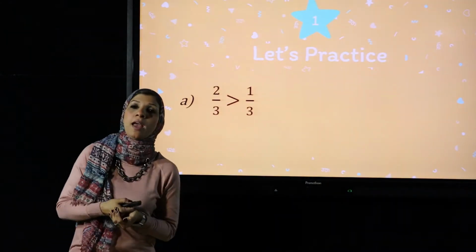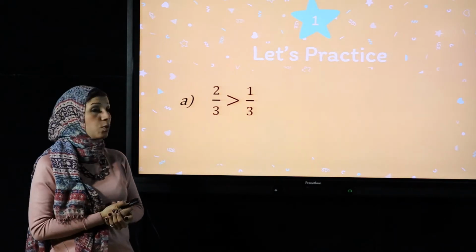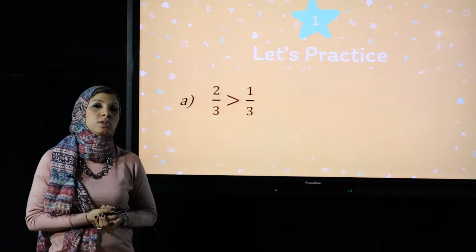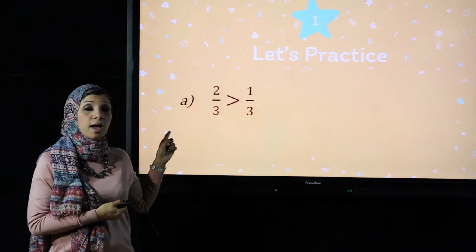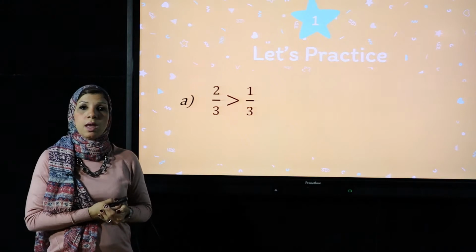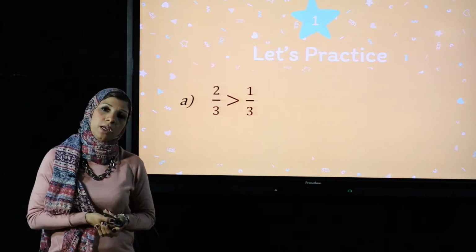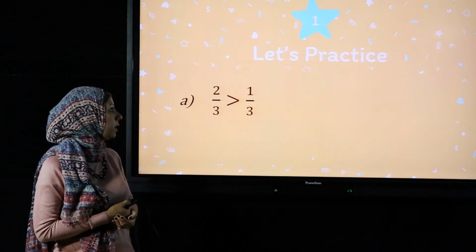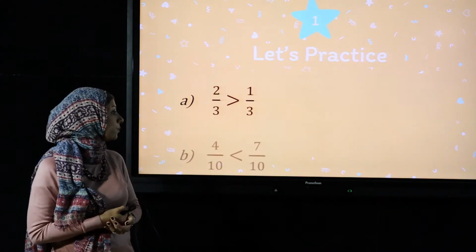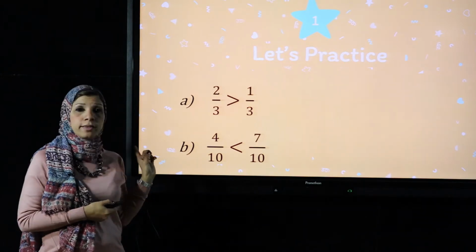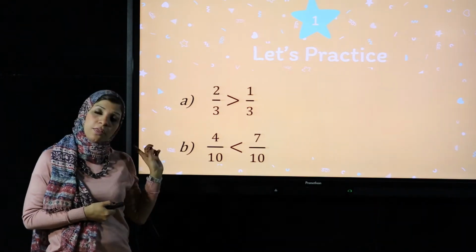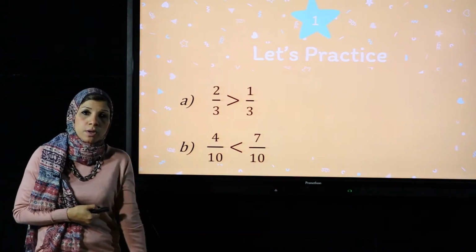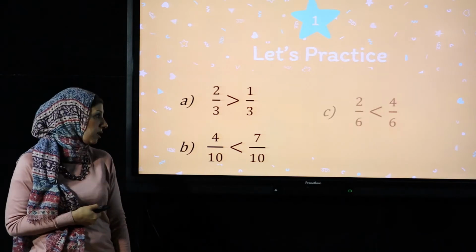Okay, let's have some exercises without pictures. 2 over 3 and 1 over 3. What we notice here is that we have the same denominator. So when we have the same denominator, the big numerator will be the big one. So 2/3 will be bigger than 1/3. The other one, 4/10 and 7/10. The denominators are the same, 10. So the big one will be the big numerator, which is the 7.